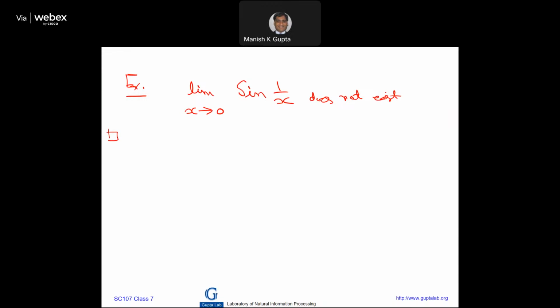When I make this small square open, it means the proof starts. Suppose there exists a real number L such that limit x tends to 0, sine 1 by x is L. Any issue? Any question?